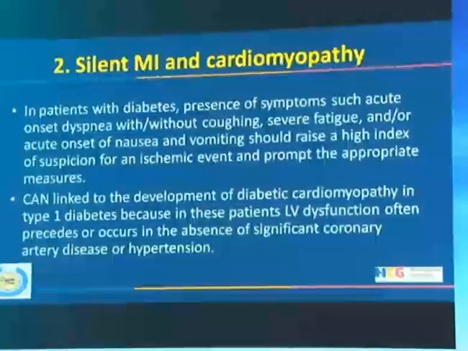What does it mean? It means that in patients having diabetes, presence of symptoms such as acute onset of dyspnea, with or without coughing, severe fatigue, and/or acute onset of nausea and vomiting should raise a higher index of suspicion for an ischemic event when the patient is already having CAN. This is very important because in those patients having CAN, as you already know, the vagus is involved, so they won't have other symptoms. The heart would not scream, angina would not be there. So even simple symptoms should guide you to the fact that he could have silent myocardial ischemia even with a resting ECG.